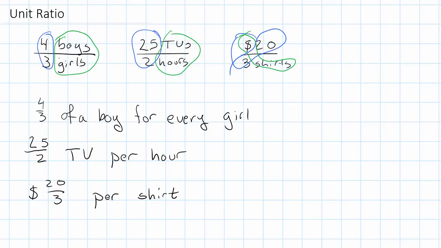Now this is a little bit closer to reality, right? If we just buy one shirt, they're going to charge us some amount of money. But we can't really pay thirds of a dollar. So again, we aren't really splitting dollars into thirds either. These numbers are called the unit ratios corresponding to these ratios.